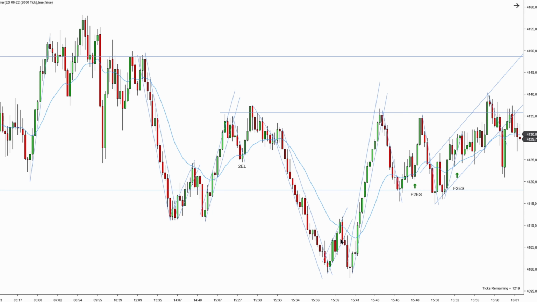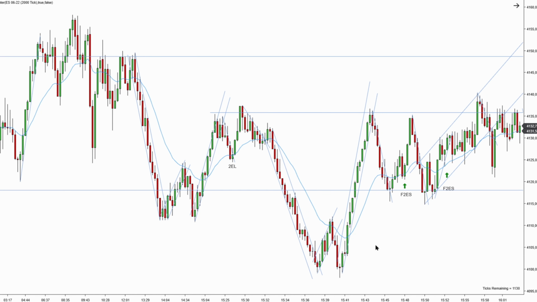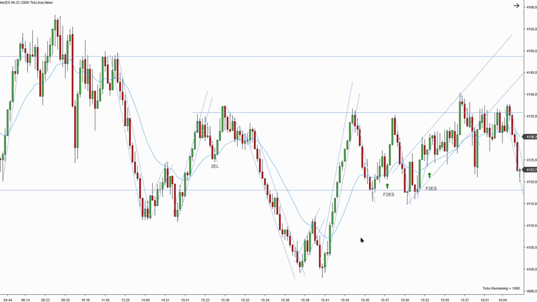There's only a first entry short. There is a bearish bar, but there is no trigger below this bearish bar. So this is just a first entry short, and that's not a high probability setup. So you cannot gamble. You have to follow the rules if you want to be consistently profitable. And this is not a great entry.